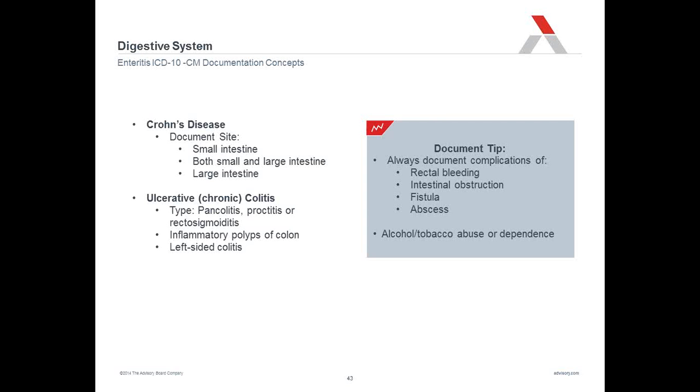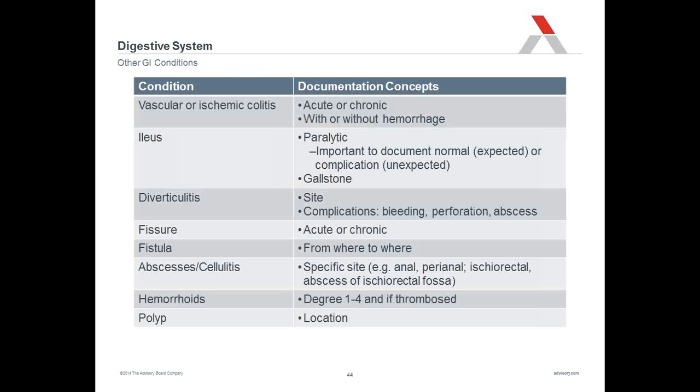If that information already exists in your history of present illness or in your history and physical of that patient, it's not necessary to repeat that consistently throughout the record. As long as it's there and obvious to the coding professionals, it will be captured accurately.